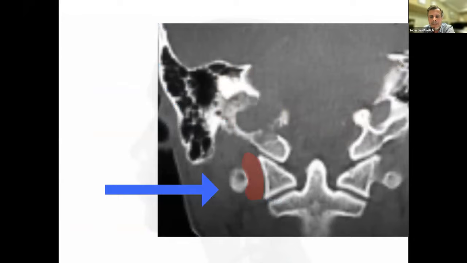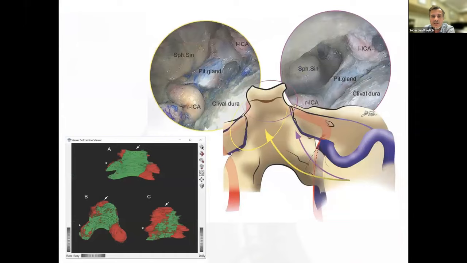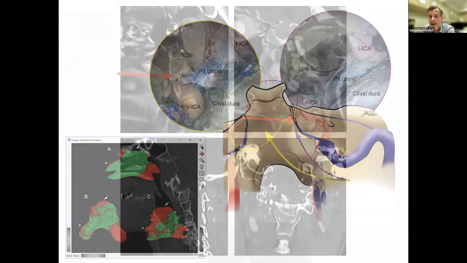I will not discuss it because Mikhail showed it. You can easily expose the jugular foramen also with drilling of the mastoid process tip. And you can have an access below the hypoglossal canal, above the hypoglossal canal, between jugular foramen and hypoglossal canal. This was a work that one of our previous fellow did, looking at also the exposure of the clivus you can have with this approach, putting an endoscope inside and drilling the clivus under endoscopic guidance.